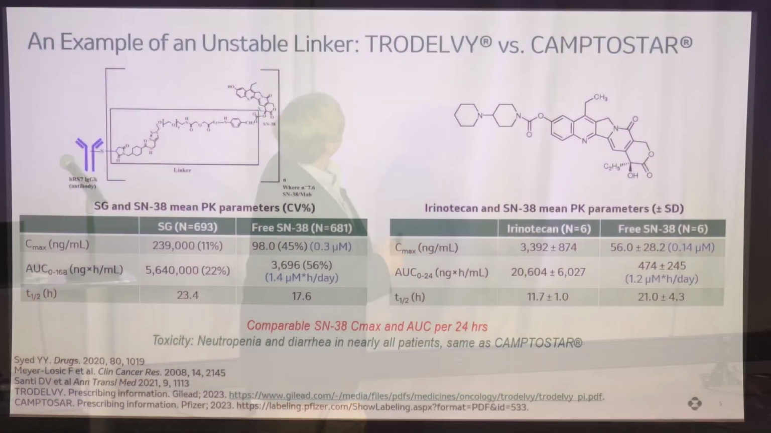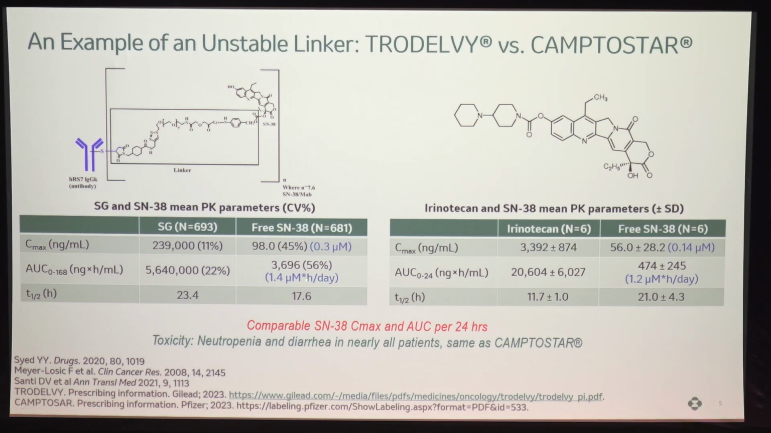Okay. If you actually look at the exposure on a daily basis, again, comparing SN38 from Trodelvy to Camptosar, they're actually very similar. And so what you're seeing here is actually a very similar exposure for the free drug, both with the targeted ADC and the non-targeted chemotherapy. And so what you would expect, and in fact is what you see, is a very similar toxicity profile between these two molecules, particularly when it comes to neutropenia and incidence of diarrhea. And so thinking about this molecule here, a lot of this is probably coming from the fact that we know Trodelvy is a very unstable ADC.